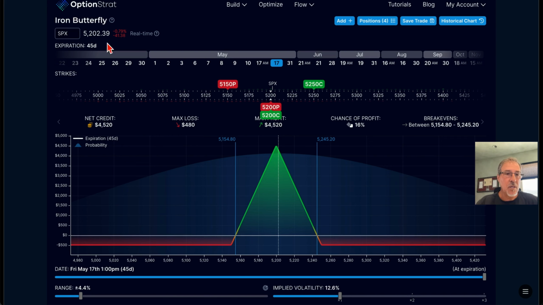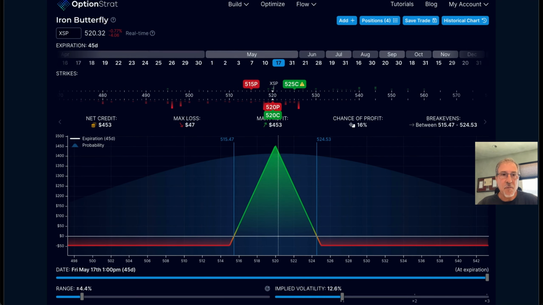So the thing that you'll notice in SPX, we're looking at a potential max loss on this trade of $480 and a credit we're going to take in of $4,520, which is also the max profit that would be attainable in this trade. So that's with SPX. SPX is the largest one we're going to look at, so the other ones are going to be fractional variations of this particular one. I should say that I predominantly trade the SPX. That's my main go-to vehicle, but it's not right for everybody.